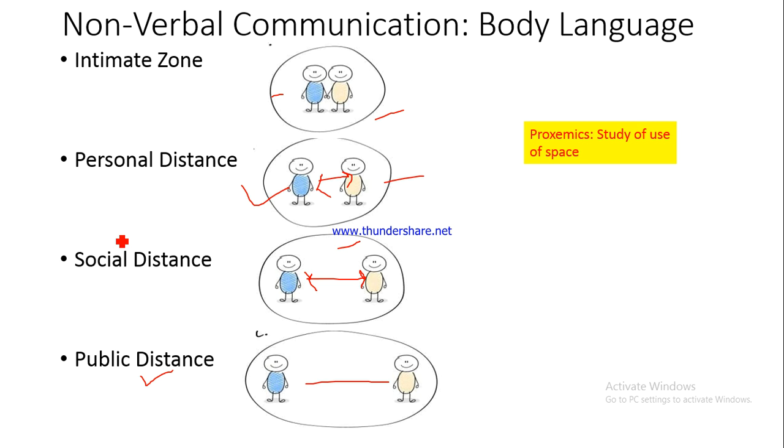So this study of use of space is actually known as proxemics. Proxemics also tells you a lot about somebody. So if the two individuals are romantically involved, then they would probably be close together, as depicted in picture number 1.